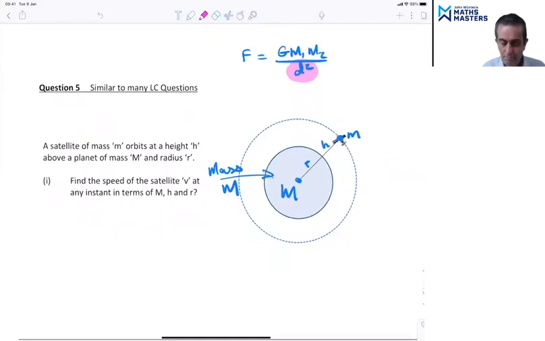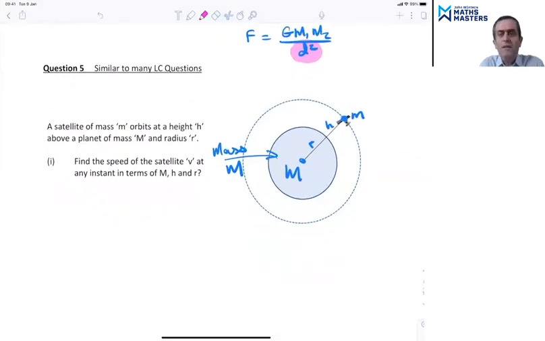Now, we also know that all objects moving in a circular path experience a centripetal force. And we've been told that this particular satellite is whizzing around the planet. Notice that the velocity at any given time is a tangent to the circle. Important note from the circular motion chapter. So we're moving around there with a speed v at any given time.